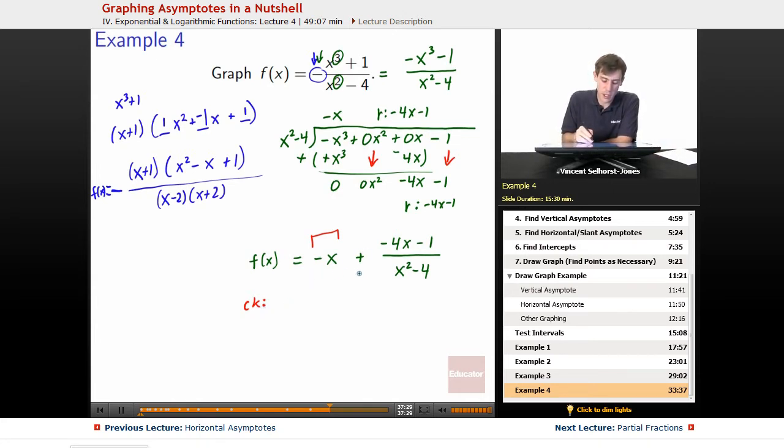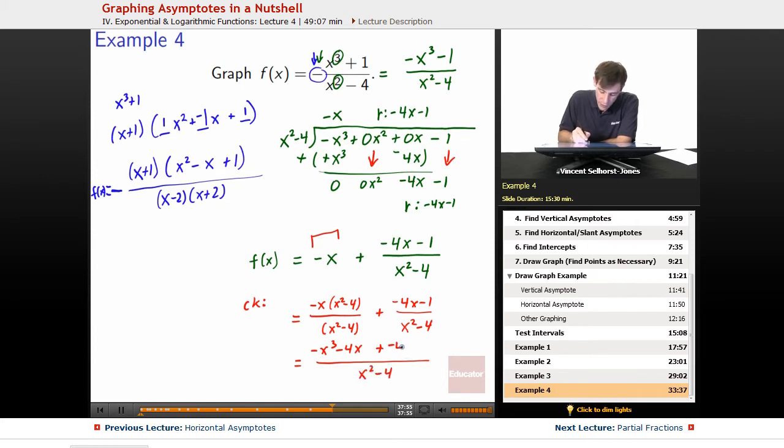So let's check it. Let's make sure that this f is the same as the f that we started with. So we can put this over a common denominator: negative x times x squared minus 4 over x squared minus 4, plus negative 4x minus 1 over x squared minus 4. We distribute up here. We've got negative x cubed minus 4x. Let's combine our two since they are over a common denominator. x squared minus 4 plus negative 4x minus 1. So the negative 4x cancels with, that was my mistake. Negative x times negative 4 becomes positive 4x. So it does cancel out. Positive 4x and minus 4x, they cancel out.